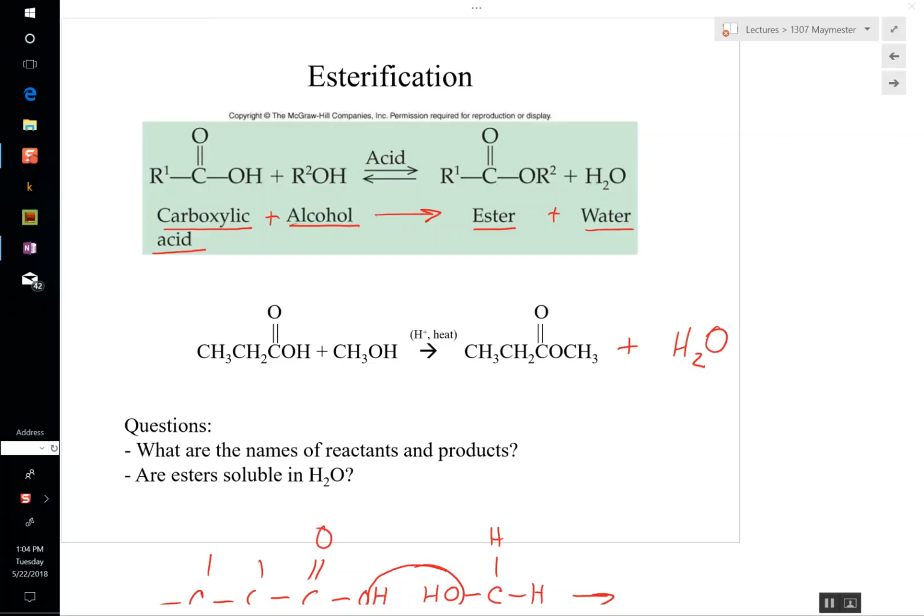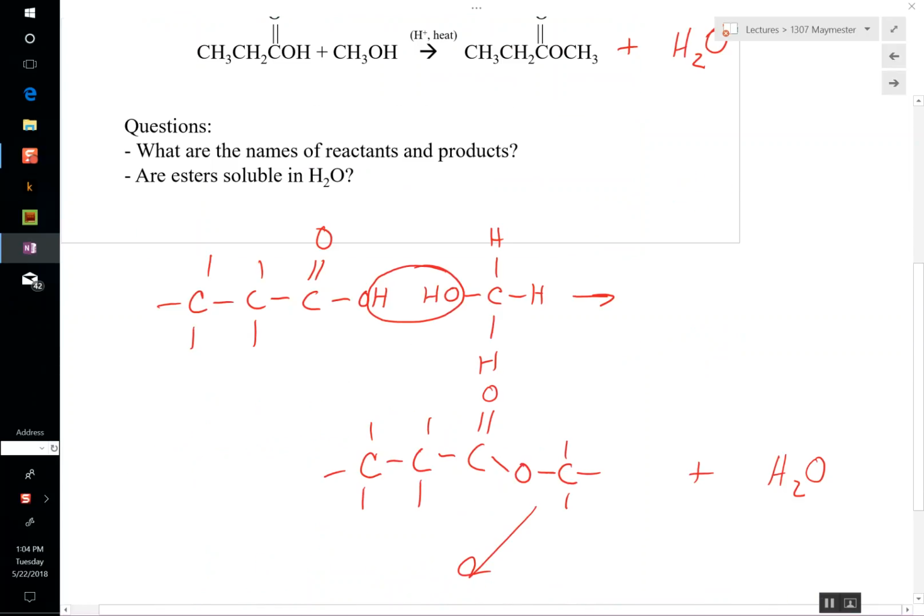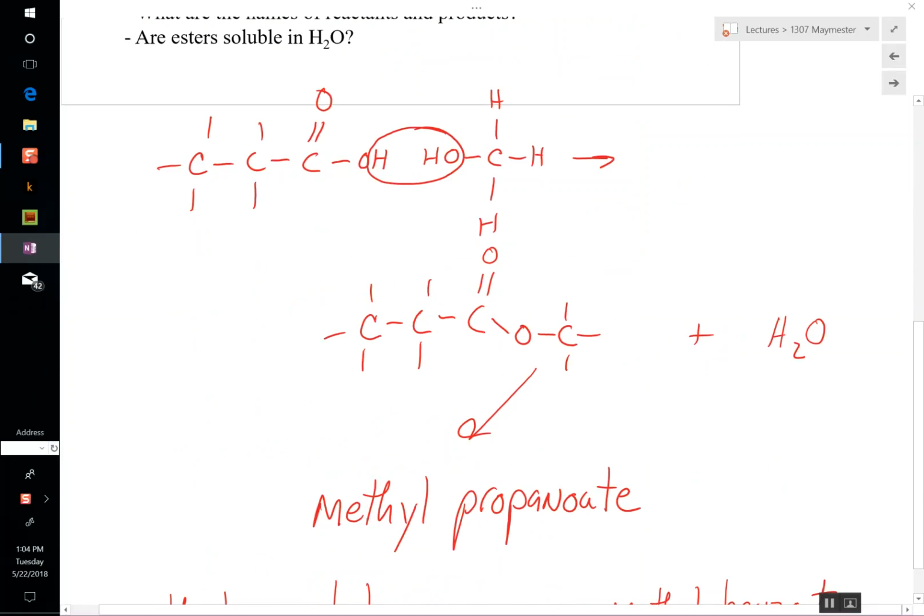All right, back to our esterification reaction. Esterification. We take a carboxylic acid plus an alcohol, and we form an ester and water.